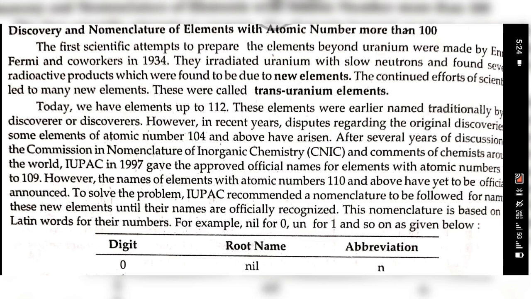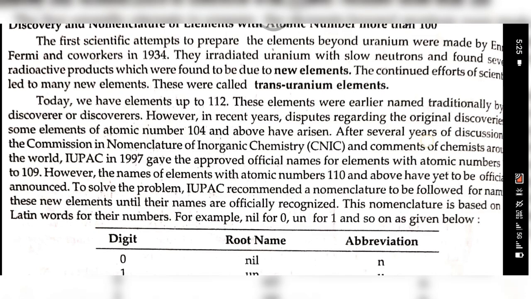However, the names of elements with atomic number 110 and above have yet to be officially announced. To solve the problem, IUPAC recommended a nomenclature to be used for naming these new elements until their names are officially recognized. This nomenclature is based on the Latin words for their numbers. For example, nil for 0, un for 1, bi for 2, tri for 3, quad for 4, pent for 5, hex for 6, sept for 7, oct for 8, and enn for 9.